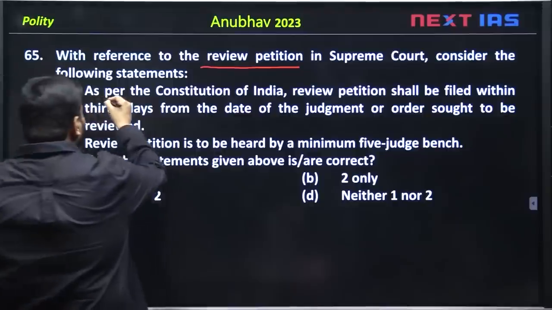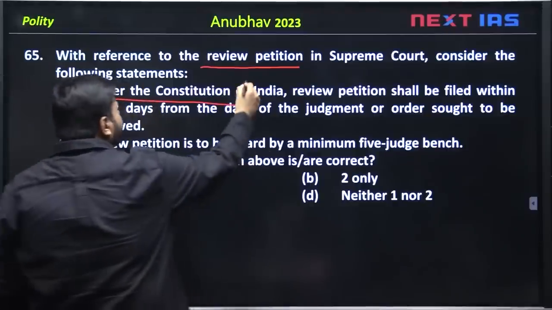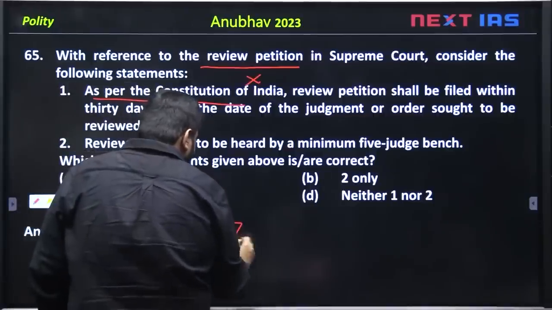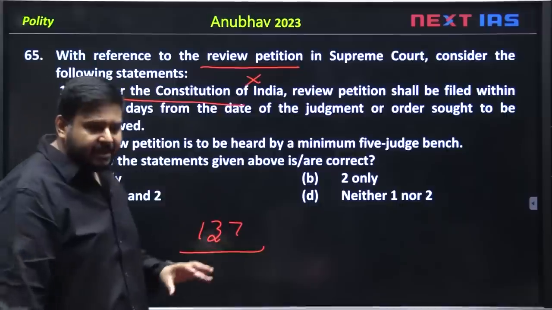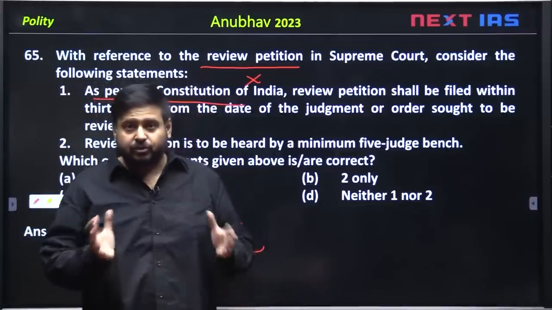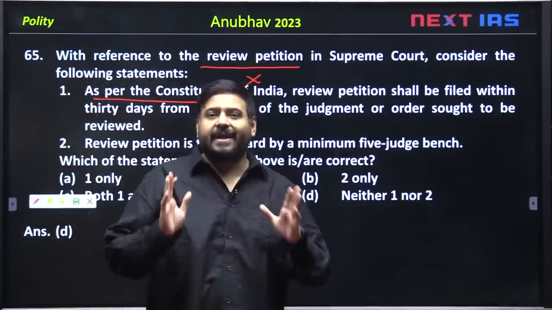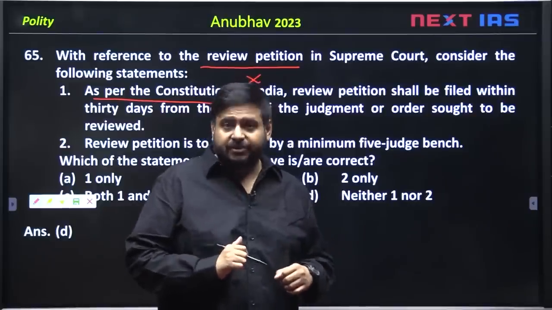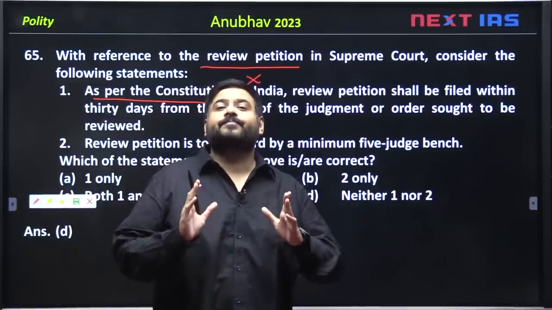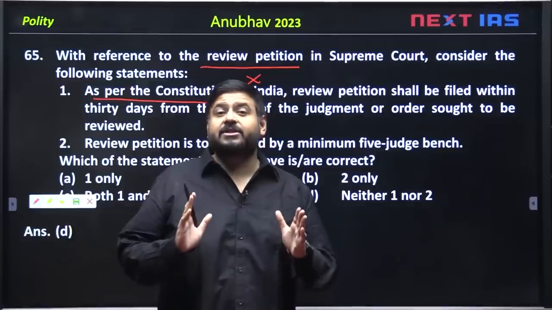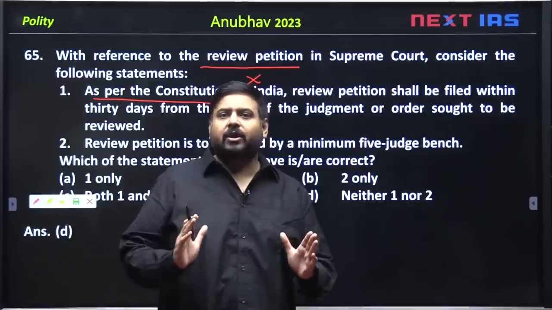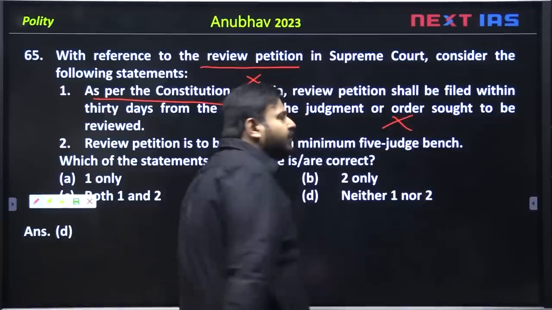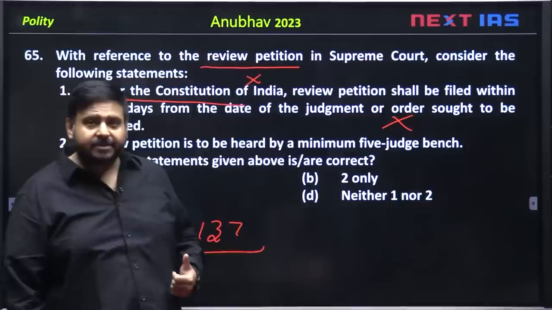Now, as per the Constitution, this line is wrong. Though Article 137 of the Constitution says that the Supreme Court has the power to review its own judgment, it does not provide any such provision that the review petition shall be filed within 30 days of the judgment. Review petition is something which is at the discretion of the court. You cannot ask for it as a right. So, there is no such limit for the review petition to be filed within 30 days.